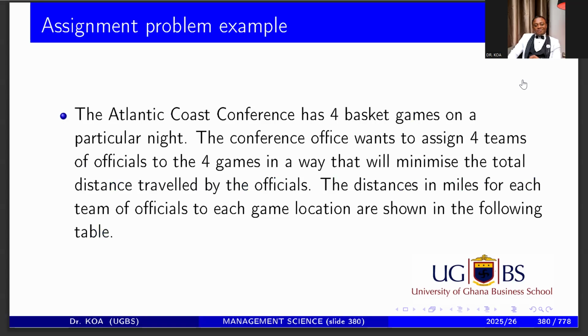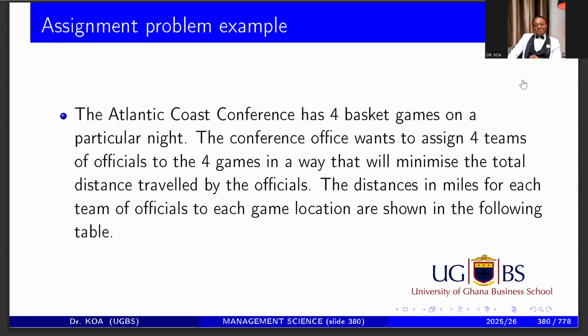Okay, let's take a typical example. This is a basketball game they play in the United States. They normally play it in the evening. In the conference office, they are in charge of all the games. And they normally assign 4 teams of officials to the 4 games in a way to minimize the total distance traveled by the officials. So take note that we have 4 teams of officials.